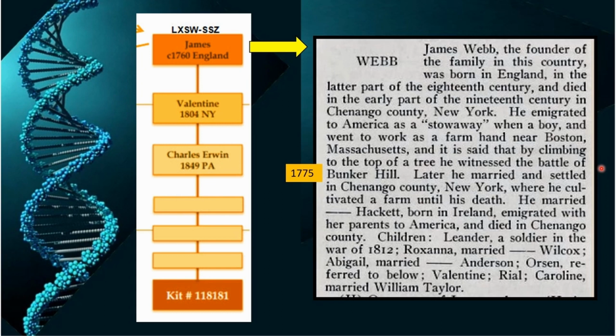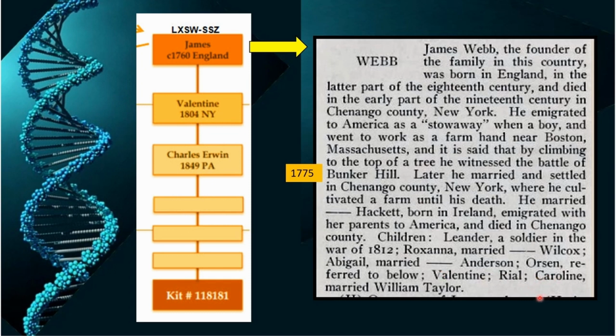Later, he married and settled in Chenango County, New York, where he cultivated a farm until his death. He married somebody Hackett, born in Ireland, who emigrated with her parents to America and died in Chenango County. Their children: Leander, a soldier in the War of 1812, Roxana, Wilcox, Abigail, Orson, Valentine, Real, Caroline, and a couple others.